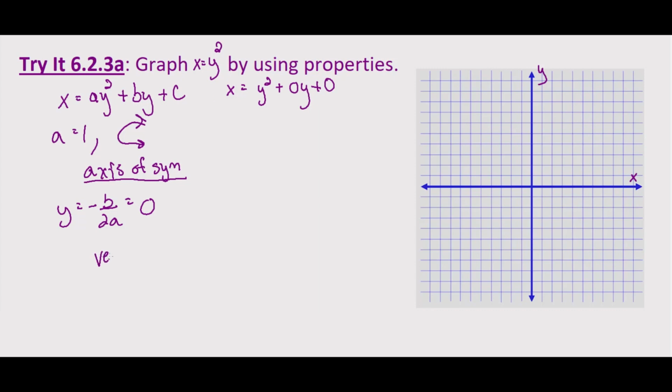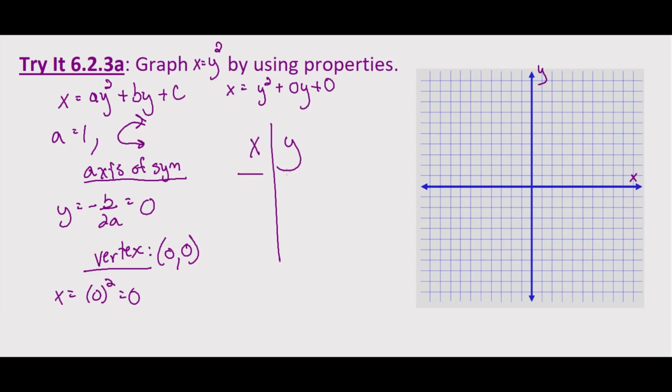Our vertex, that's also what the y coordinate of our vertex is. So if y equals 0, then x equals 0 squared, which equals 0. So our vertex is at 0, 0. And then we'll plot a couple more points just to make sure. Let's go ahead and make our little x and y table.